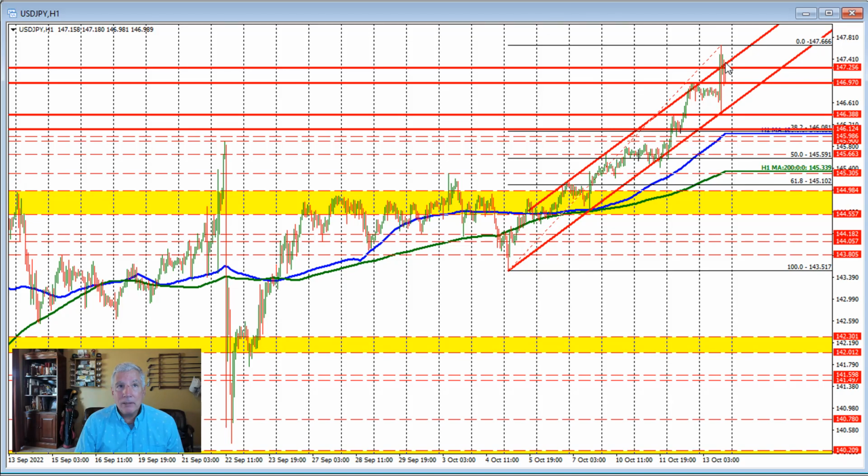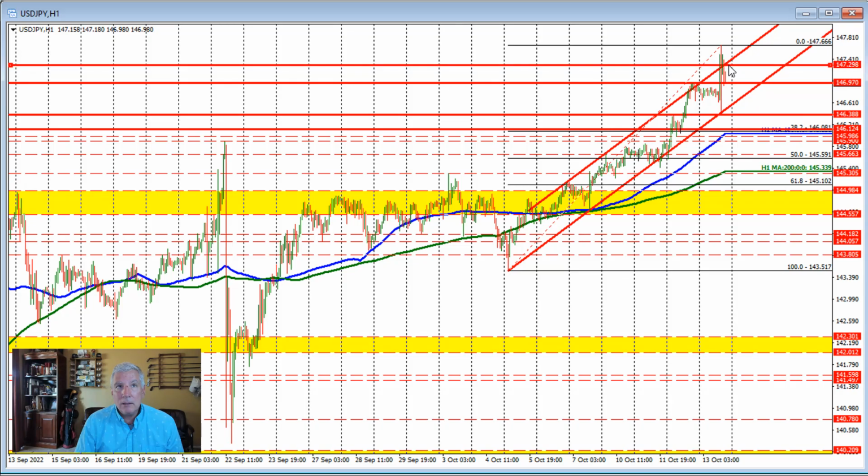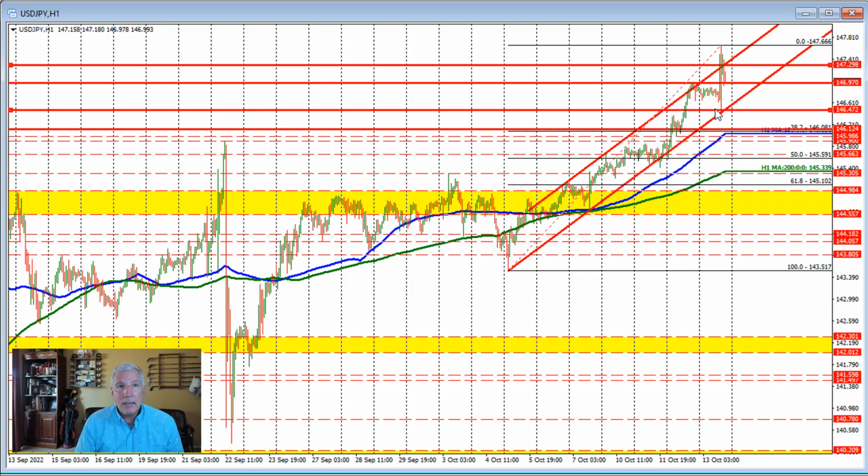On the top side, we need to get above the topside channel trend line, which probably comes in, let me see, around the 147.30 level. On the downside, this channel trend line currently comes in at around the 146.50 level. So pay attention to that.